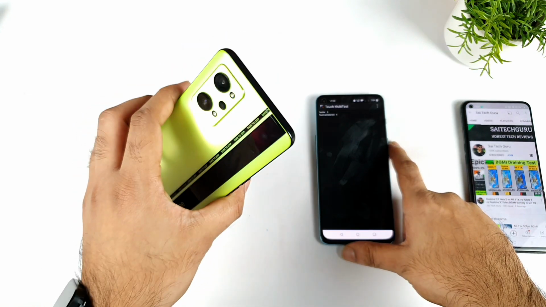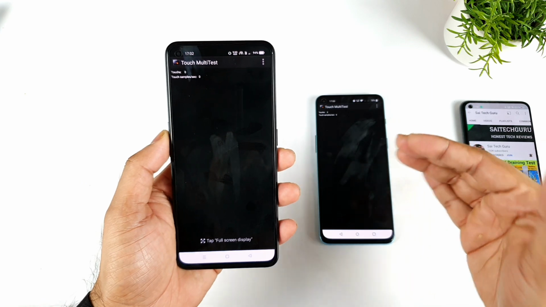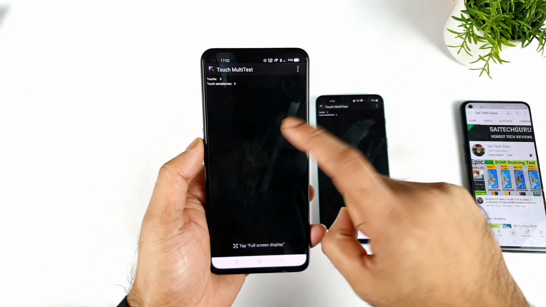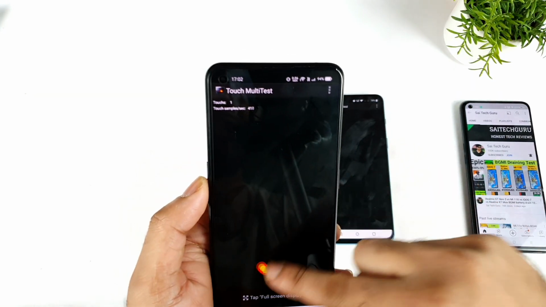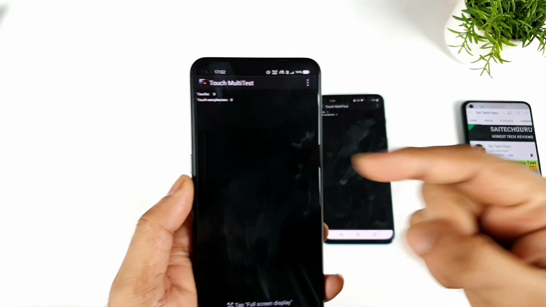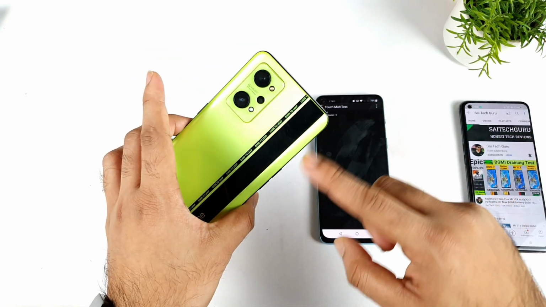The Realme GT Neo 2 has a similar story, but this phone is slightly better than the OnePlus Nord 2 because it has 300 Hz touch sampling rate, compared with the 600 Hz the company is claiming. Right now we're getting a value of about 420. As you can see, we are getting 420. So 420 minus the 120 Hz refresh rate gives 300 Hz touch sampling rate in the Realme GT Neo 2.